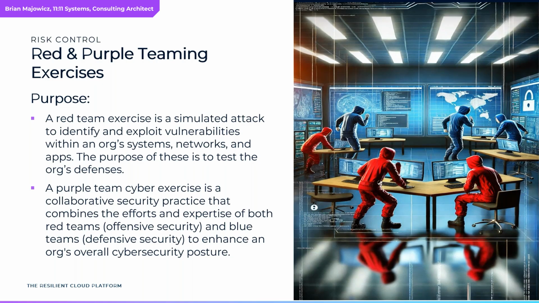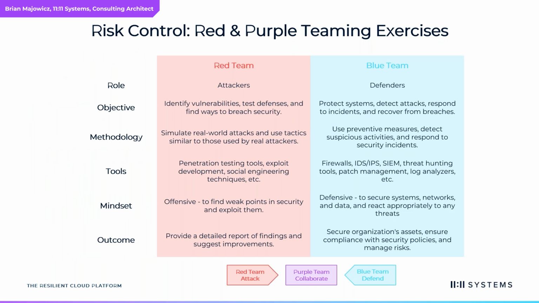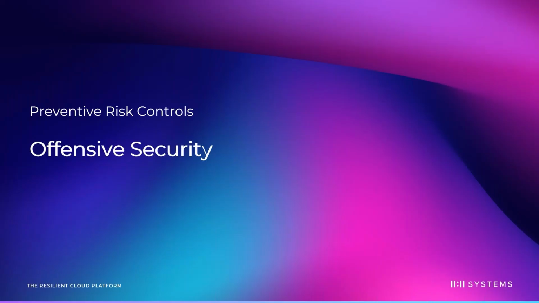On the screen, you're going to see this demonstrated. So on the left-hand side, you have your red team, the attackers. On the blue team side, you have your defenders. And when we have these teams collaborate and work together, we end up with purple team collaboration. This concludes our preventative risk controls offensive security pillar.